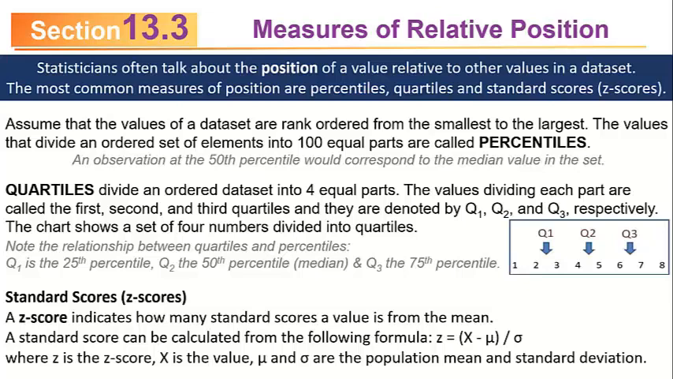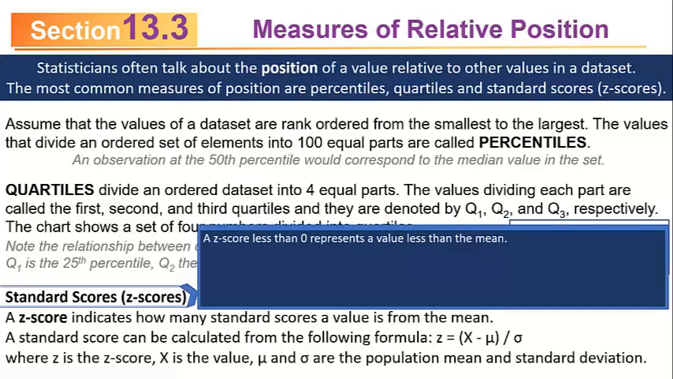A z-score indicates how many standard deviations a value is from the mean. A standard score can be calculated from the following formula: z equals x minus mu divided by sigma, where z is the z-score, x is the value, and mu and sigma are the population mean and standard deviation.